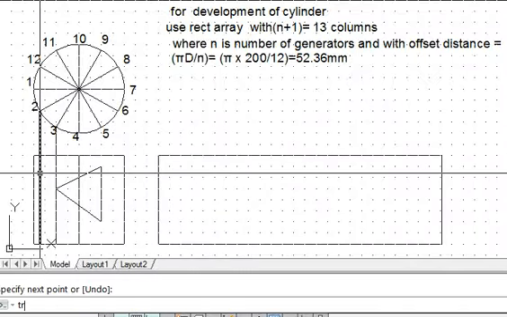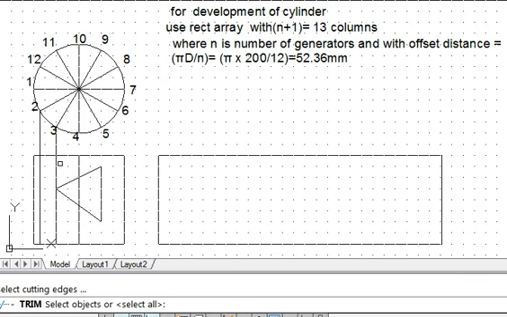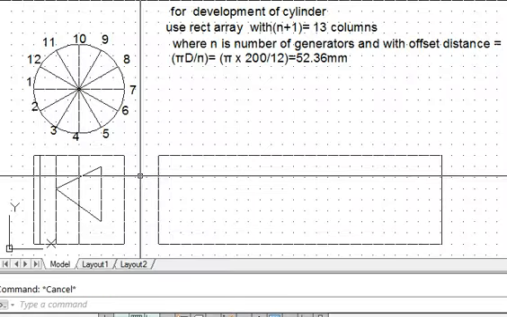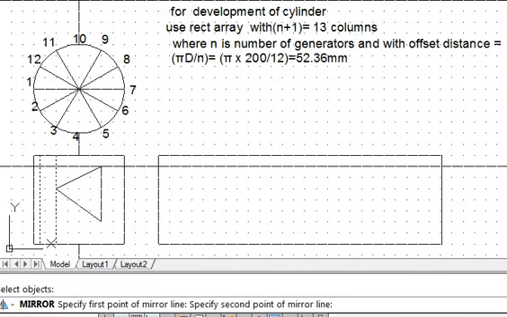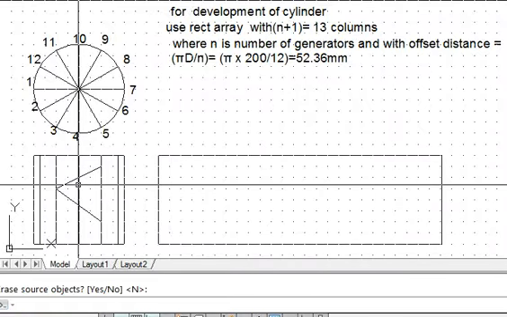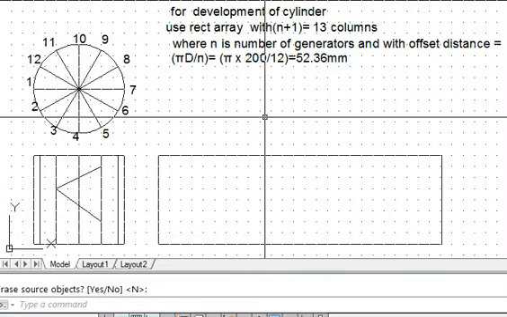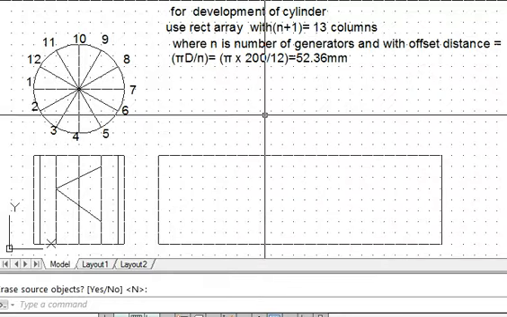So I can trim the unwanted portion of the generator. This is the generator. The rest of the generators I can mirror, so I can use the mirror command also. Wherever possible, we should try to exploit the symmetry. So this is how the generators will look like.